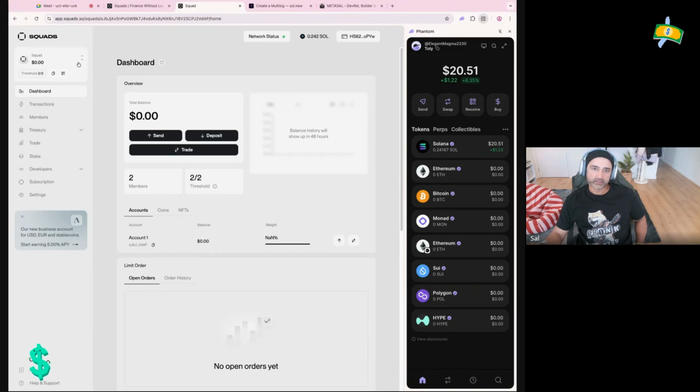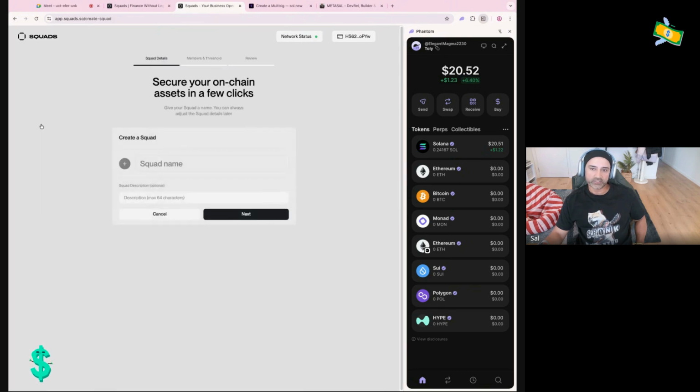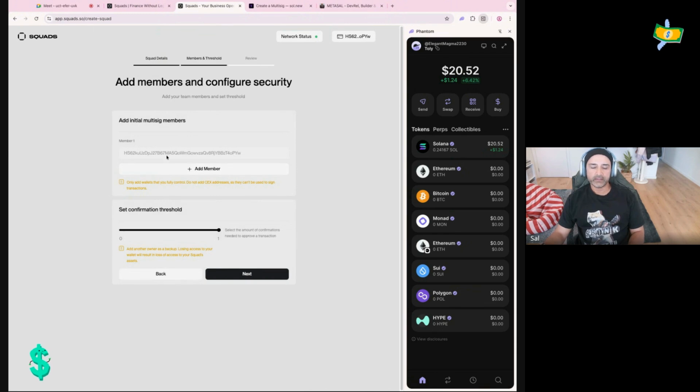Create a squad. Now I've already got one created, so I can see exactly how it works already, but you would actually go to this step first, right? Which is give it a name. So let's call it demo, and you can attach a logo, right? I won't do that. Give it a description. This is all off chain, right? And then you would obviously add yourself as a member and a few others.